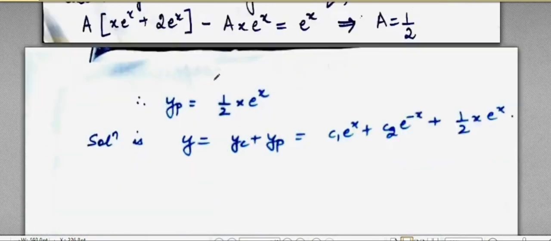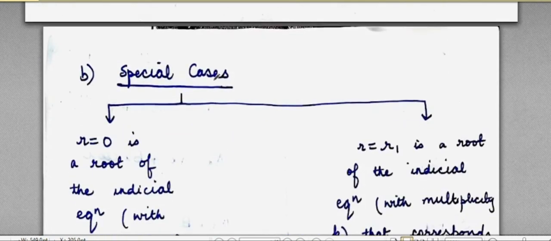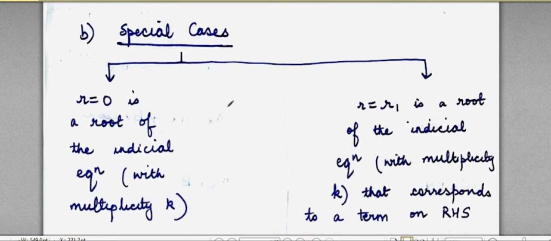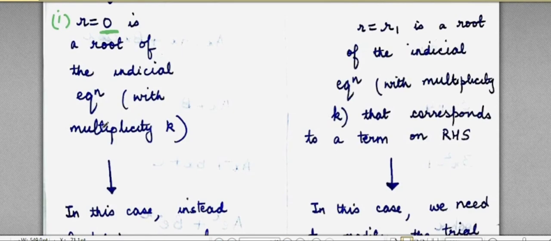I've listed the special situations here in a tabulated form for you to understand it better. The simple cases which we had discussed in the previous video had no complication. We were just trying the normal trial yp and everything was working well. The coefficients were easily obtained through substitution in the given equation because these two situations were not happening. What are the two special situations where the simple table is not going to work? Number one, when r equal to 0 happens to be a root of the characteristic equation, then you need to modify your trial yp. How? I'll come to that in a little while.